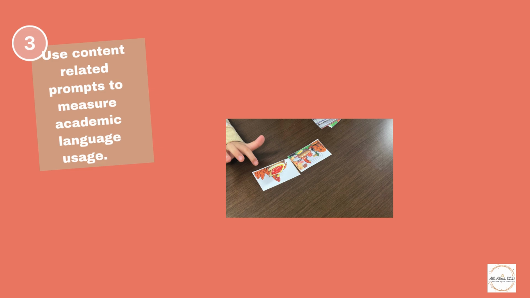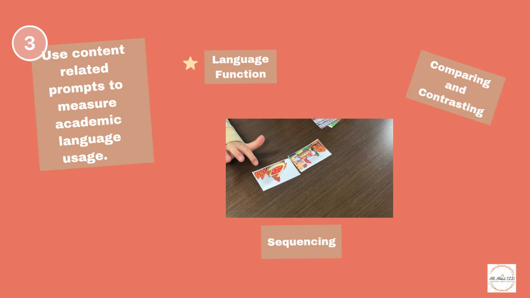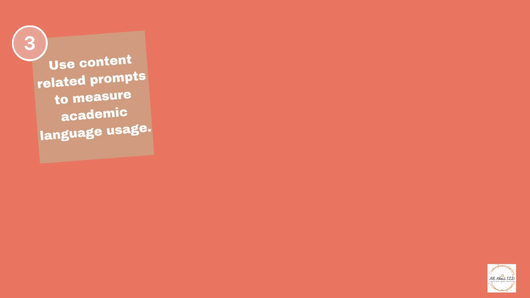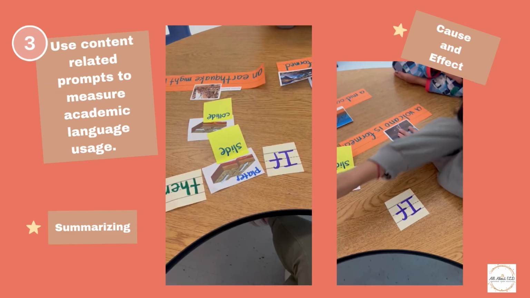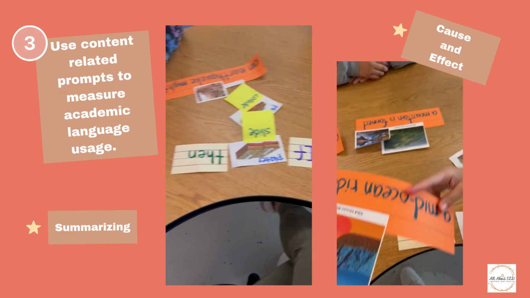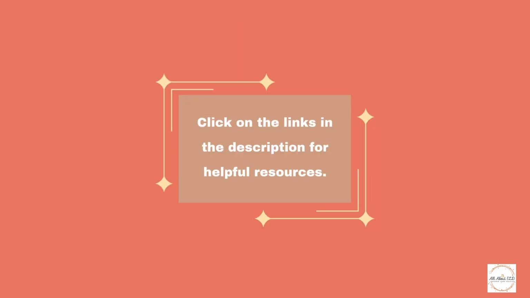The third tip is to use content-related prompts to measure academic language, especially at the middle and end of the year. Choose a language function depending on what you want your students to show you, or depending on their grade level or the language skills that you have been working on. For example, you could pick sequencing or comparing and contrasting at the beginning of the year because they're usually easier skills to work on, and then you can pick other higher-level ones like summarizing or cause and effect for the middle and the end of the year. To see the types of prompts I use, click on the links in the description of this video.